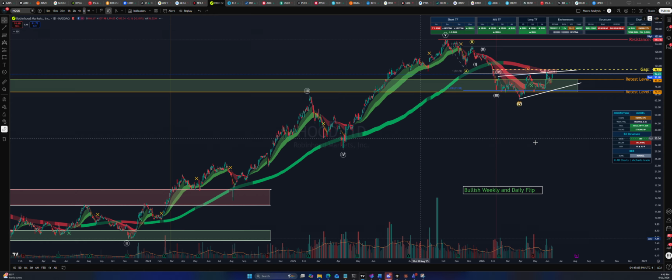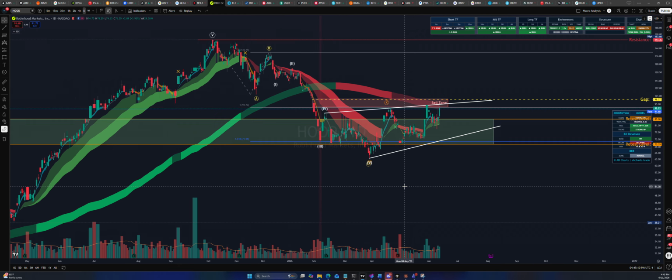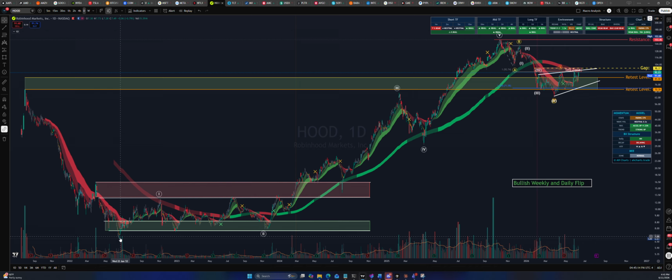Hood. I like Hood. I'm currently long Hood. What I like about Hood is that it has done a 1, 2, 3, 4, 5 and now is correcting. That is why Elliott Wave is important. Elliott Wave helps you to gauge when the market is going to correct and which wave you're in. If you're in a wave 3, the saying goes, never short a wave 3, buy the pullback in a wave 3.